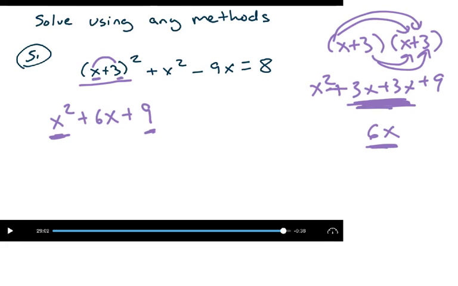So I like that method. It's an easy way to do that. Let's recopy what we have left.